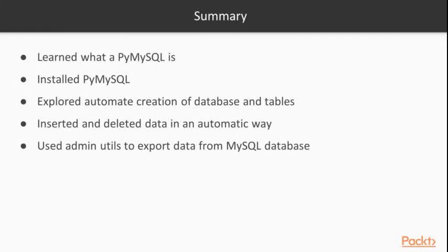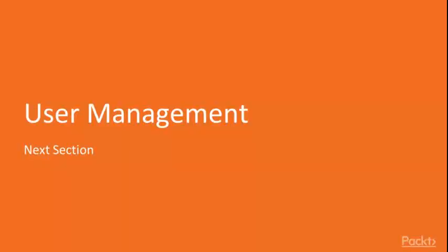So let's sum up this fourth section. We learned what PyMySQL is and we installed that library. We automated creation of databases and tables, and also once we had a table, we inserted data into it and deleted data in an automatic way. We also used admin utils to export all tables from our MySQL database to files. Then we were able to use those files to insert them into another database, and that's why we created a backup for our database. In the next section, we will be looking at the topic of user management.